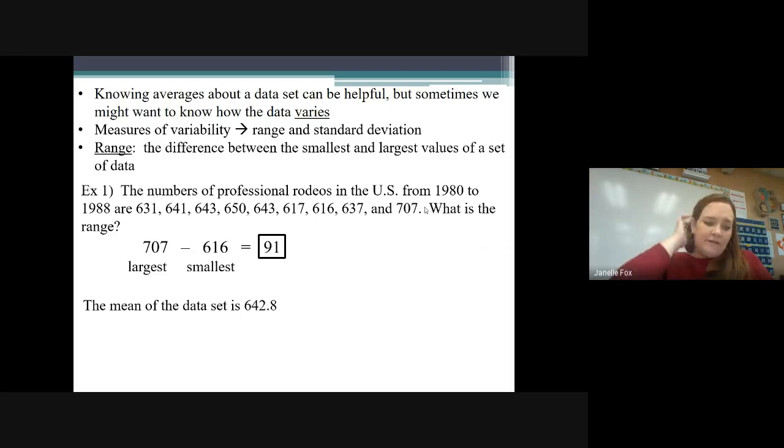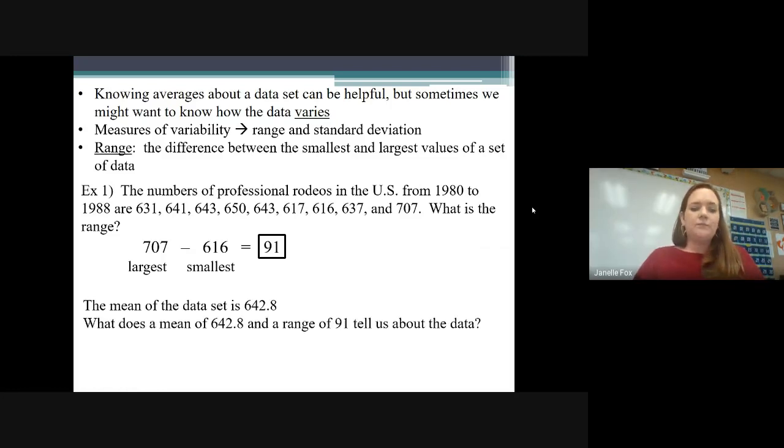The mean of the set of data, which I did not ask you to find and it's not actually in the question, but I would like you to write it down. The mean is 642.8. I added all of these values up and divided by 9, since there are 9 values. It's 642.8. And what does that mean to us? What does having a mean of 642 with a range of 91 tell us about the data?